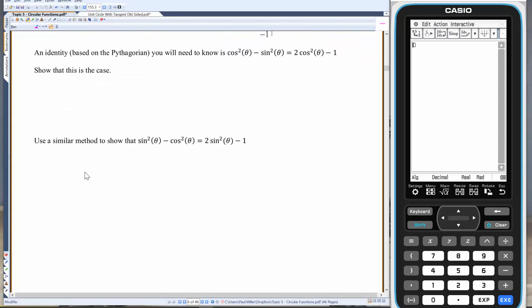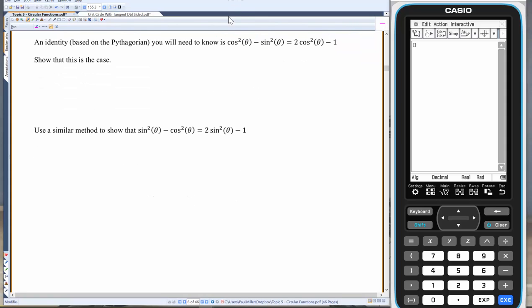Cambridge uses this identity a couple of times in its simplifiers, so I just wanted to point this one out to you, that if you ever get to the point where you've got cosine theta all squared, take away sine theta all squared, you can actually replace it with this, which is 2 lots of cosine theta all squared, take 1. Now, how is that the case? Well, I'm not really going to show it, so I shouldn't say that this is a show, but we're going to indicate that this is the case.